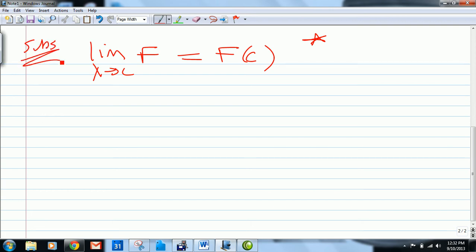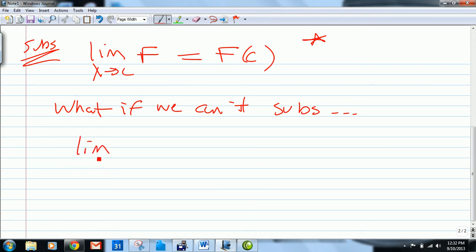So let's look at this example. What if we can't substitute to evaluate a limit? Well, what can we do? Well, we can go back to a graph or table. That's cool. But there are more analytic algebraic methods, and here's one of them. So let's think, for example, about this particular one. Well, let's stop going to 0. Let's make it crazy. Let's go to 1.